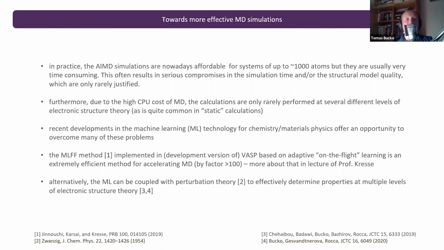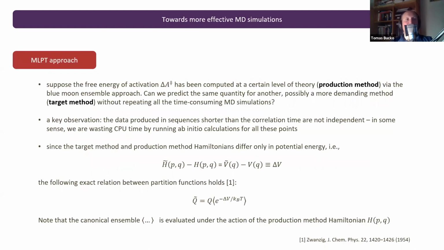Okay, alternative machine learning can also be coupled with perturbation theory to address the other problem, so as to effectively determine properties at multiple levels of electronic structure theory. And this is something I would like to talk about. This is work done in close collaboration with Professor Dario Rocca from University of Lorraine and his team. Okay, so this is the MLPT approach.